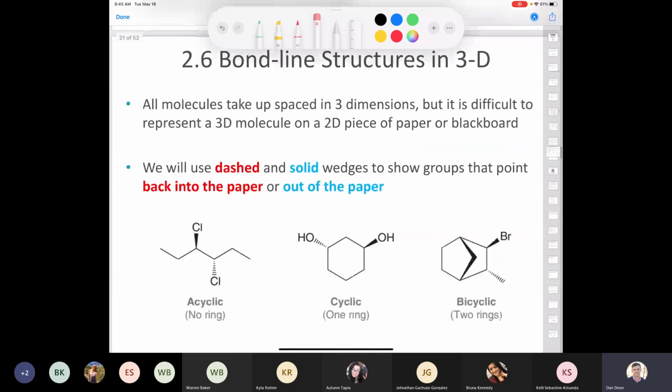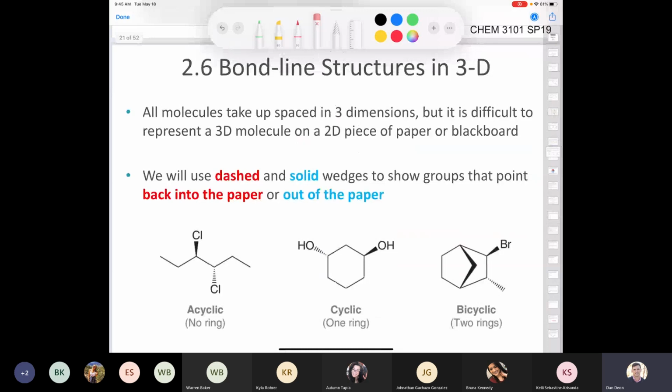All right, well, I told you that chemists have lots of different ways to represent molecules. We have lots of different ways to draw their structures. We looked at condensed structures, partially condensed structures, Lewis structures, molecular formulas, and bond line structures. And now we're going to talk about a 3-dimensional representation of molecules using bond line structures.